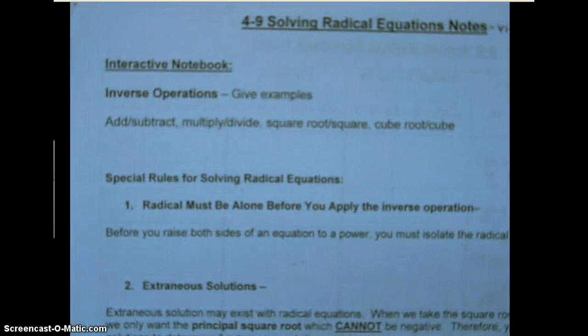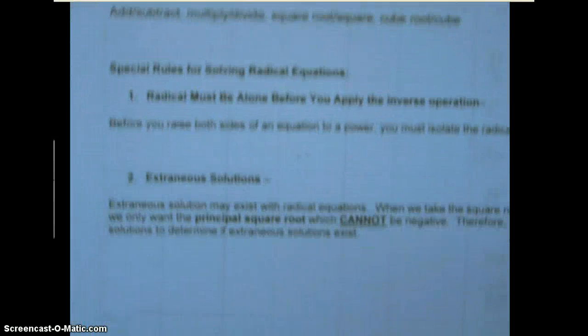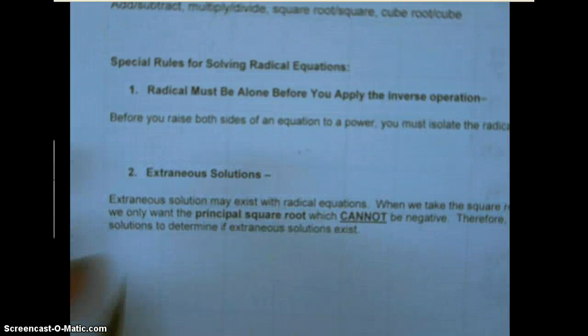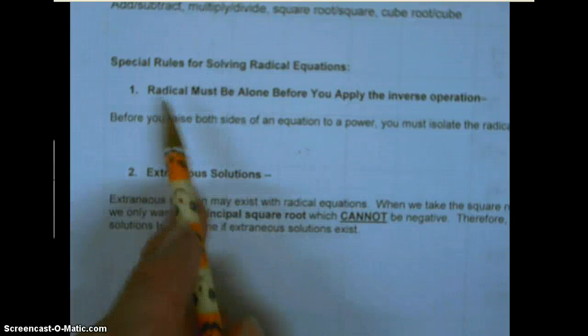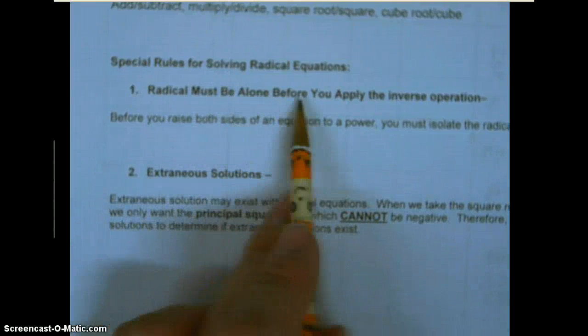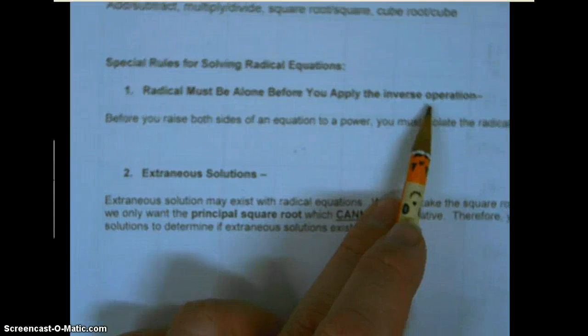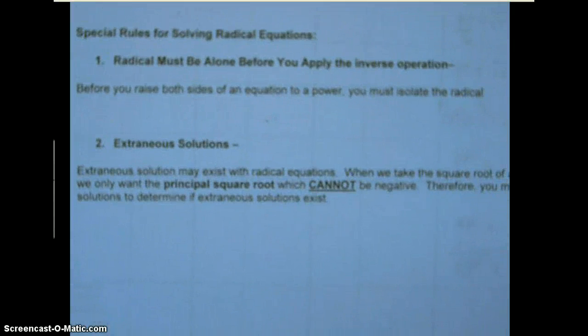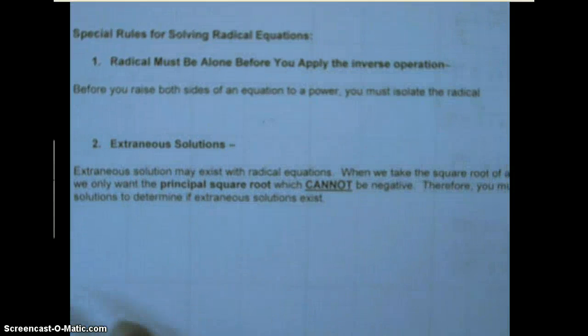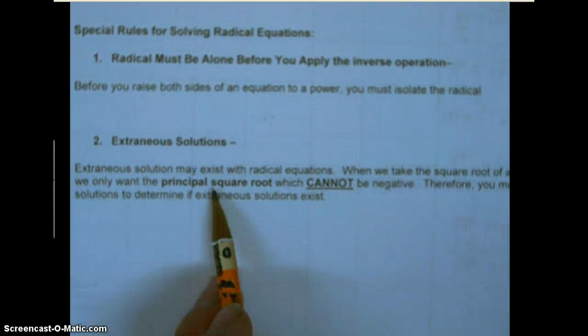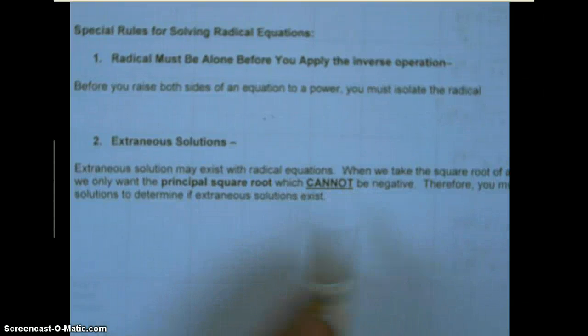Solving radical equations notes. When solving a radical equation, we use these special rules for solving. First, the radical must be alone before you apply the inverse operation. And secondly, we have to look for extraneous solutions. Remember, when you take the square root of a real number, we only want the principal square root, which cannot be negative. Let's take a look at some examples.